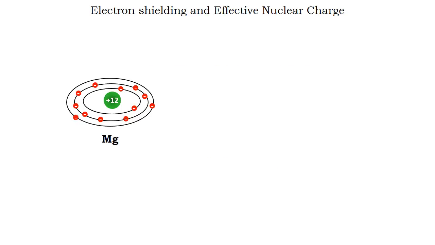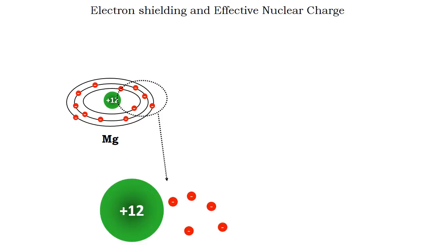Now, if we zoom in on this area and look at the nucleus and those electrons on the right-hand side, the electrons are going to be attracted to the nucleus, because positive and negative charges attract. However, these other electrons are going to repel this valence electron. So electrons are attracted by the nucleus, but they're repelled by the other electrons, and there's a combination of effects going on.